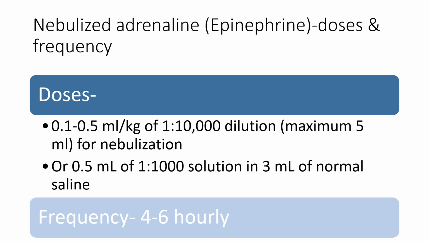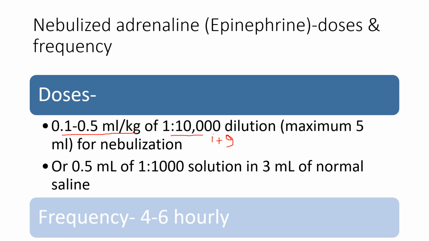To make this 1 in 10,000 dilution, you have to take 1 ml of adrenaline and add 9 ml normal saline to it. Then it will become the 1 in 10,000 dilution, and you directly choose 0.1 to 0.5 ml per kg. Example: a 10 kilogram baby with acute bronchiolitis or acute laryngotracheal bronchitis. We can choose a dose between 0.1 to 0.5, depending on the severity.